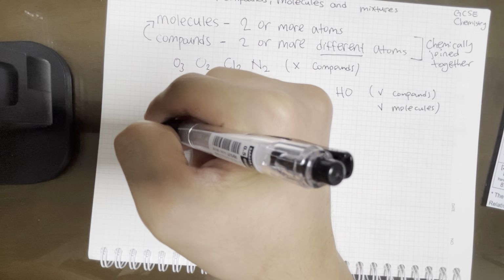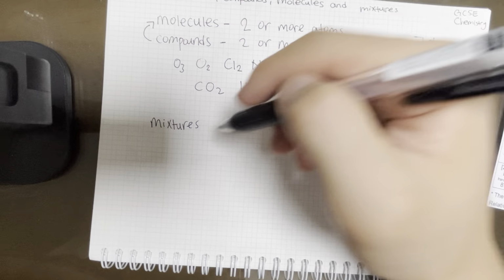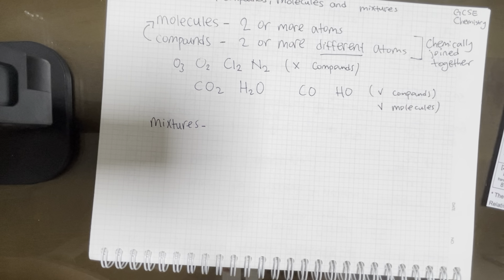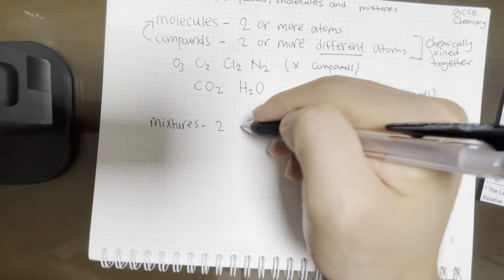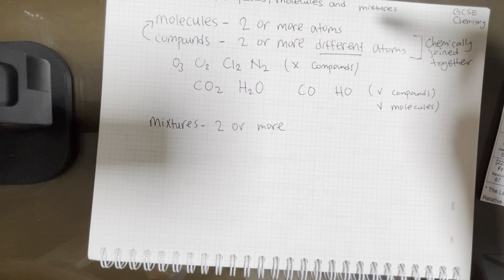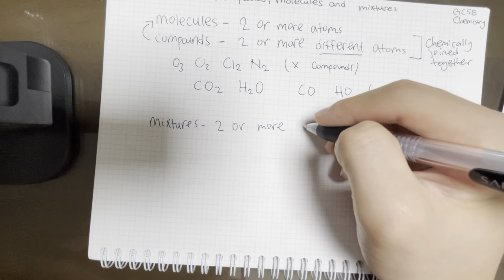What are mixtures then? Mixtures are completely different to molecules and compounds. It's kind of like what you think when you hear the word mixture. You have a mixture of flour and water. That's a mixture, right? So mixtures are just what you think of the word mixture. It's just two or more substances. The easy thing about this is that compounds, molecules, and mixtures are all two or more. So you just need at least two or more substances.